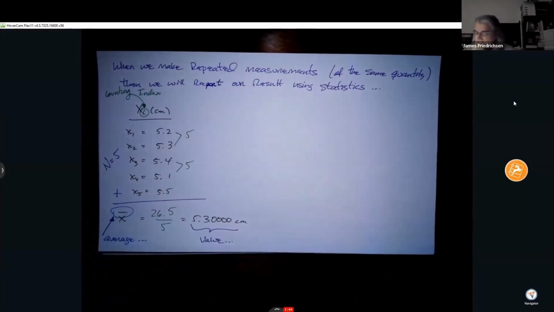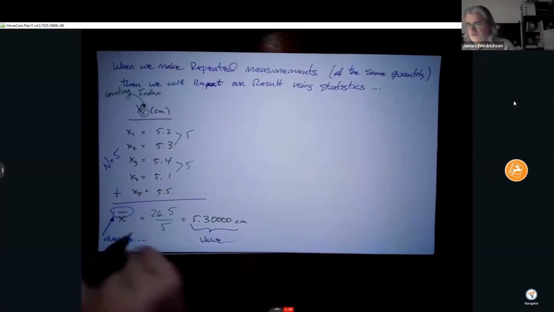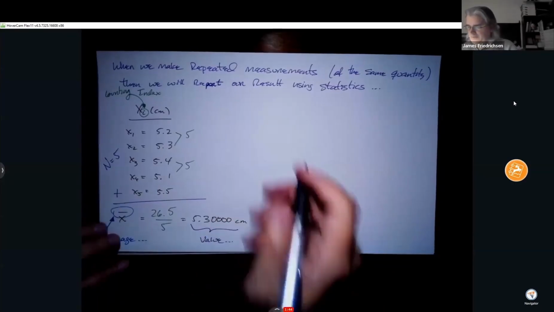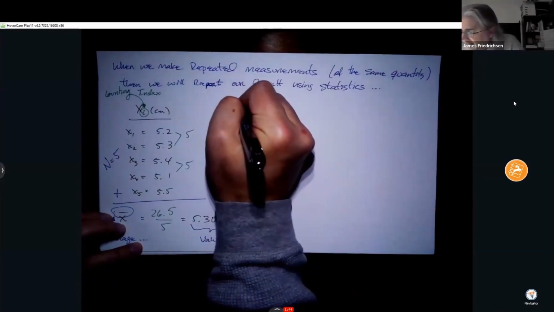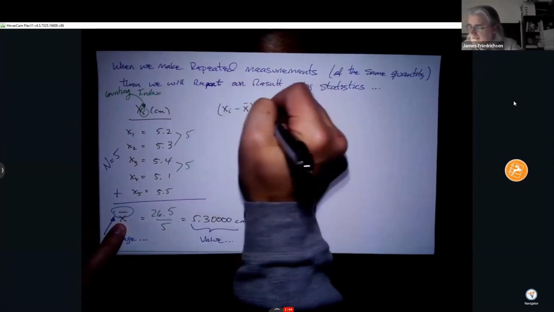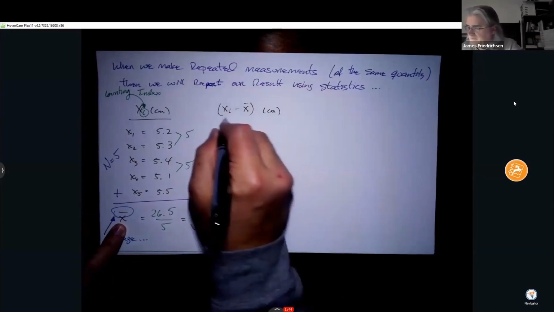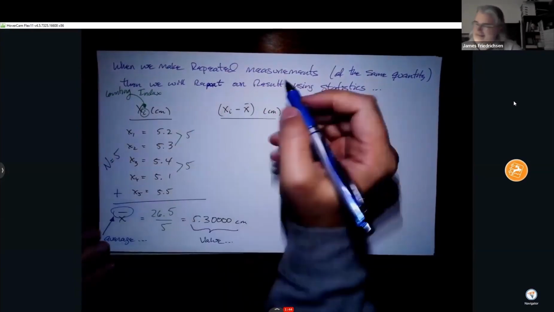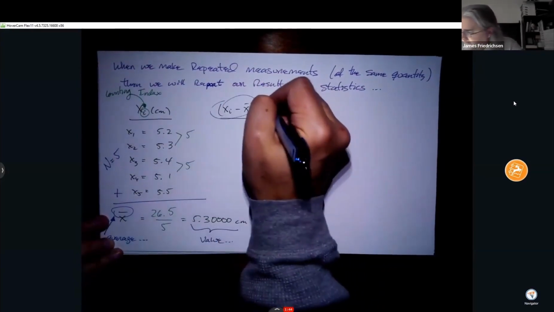But then the next thing is that now we've got to figure out what the uncertainty is going to be. And so then what we're going to calculate are what they refer to as the deviations. We're going to take each individual measurement, each one of these xi's, and subtract off the average. And again, this will be in centimeters. And so these are referred to as the deviations.